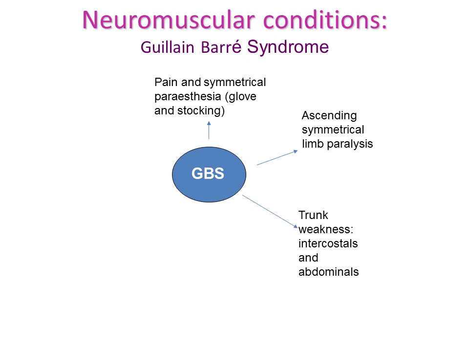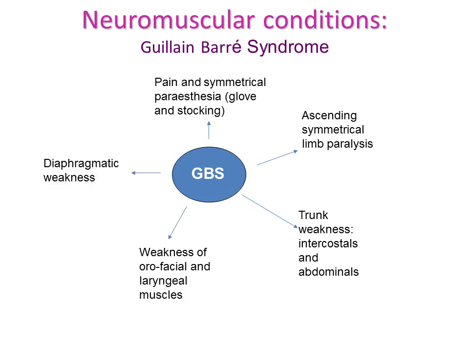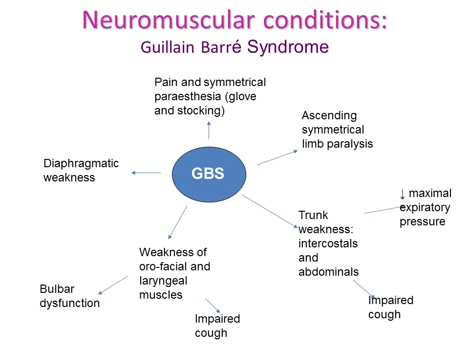If it ascends higher in the more severe cases, you can get trunk weakness of the intercostals and abdominals. In very severe cases, you can get weakness of the orofacial and laryngeal muscles and diaphragmatic weakness, and this is often when people need critical care. With the trunk weakness, you can get reduced maximal expiratory pressures and impaired cough. With the bulbar weakness, bulbar dysfunction and impaired cough because of reduced laryngeal closure.